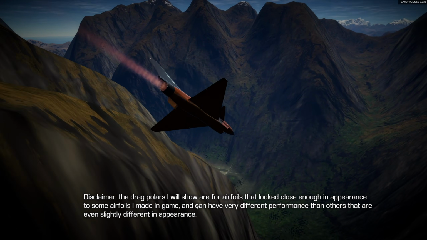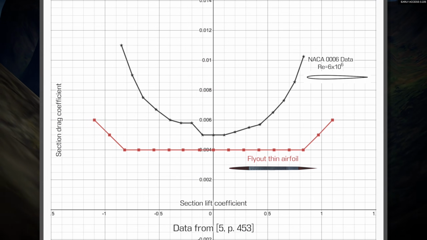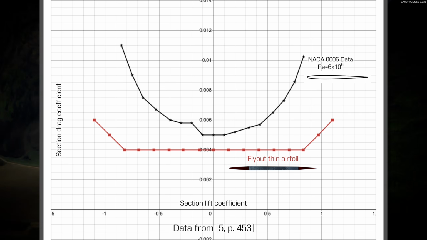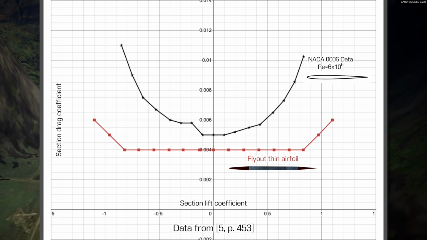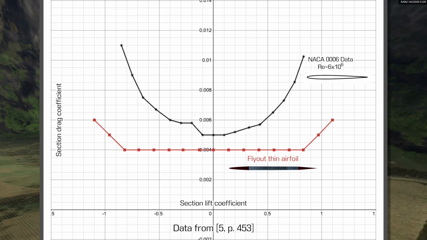Note that the polars I will show do not include data for stalling. Starting with a very thin airfoil and comparing to a real airfoil of similar thickness, we can see that Flyout's drag coefficients slightly undershoot the real data. Note that the range of values I could obtain was somewhat limited by Flyout's coefficient displays only having 3 decimal places, so this data may not be entirely representative of how the drag polars in Flyout actually look.